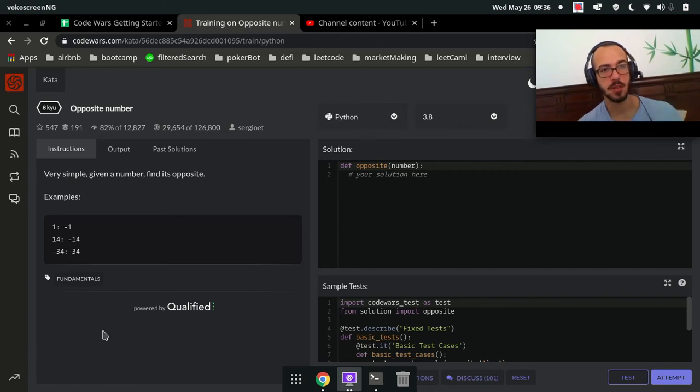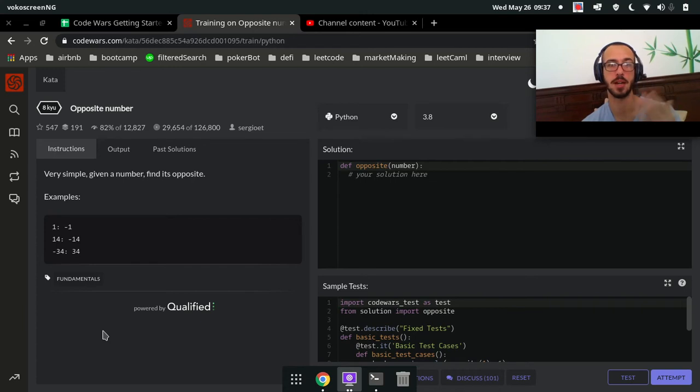What's up, guys? Today we're going to do Opposite Number. So the prompt here is very simple. Given a number, find its opposite. Examples: if we give 1, we want -1; 14, we want -14; -34, we want 34. So we're just flipping the sign to positive or negative.